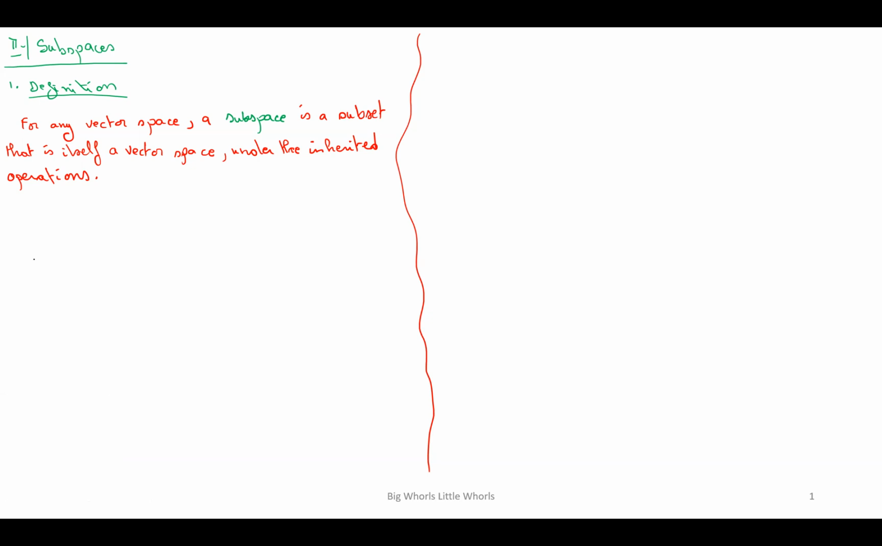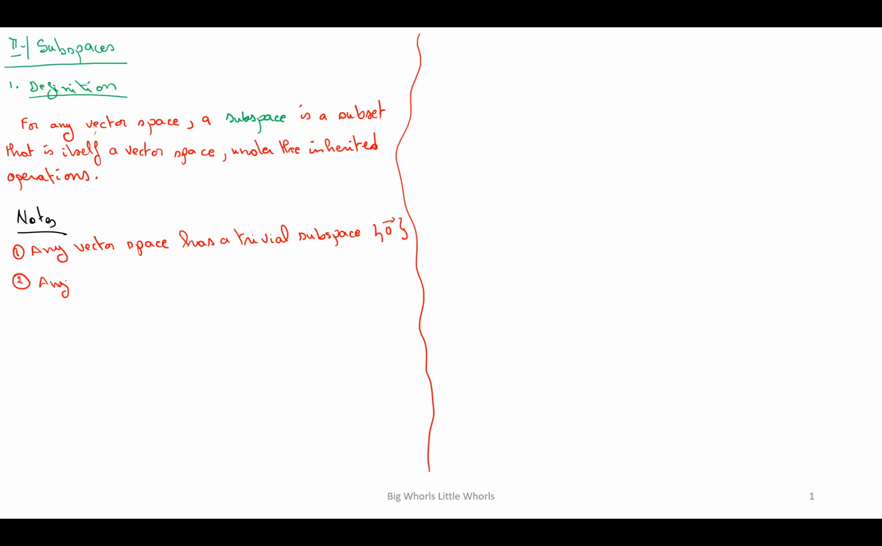So let me continue with some notes. Any vector space has a trivial subspace. That means the space made of zero. And as we have seen previously, a vector space must have at least one element. It's not zero elements.